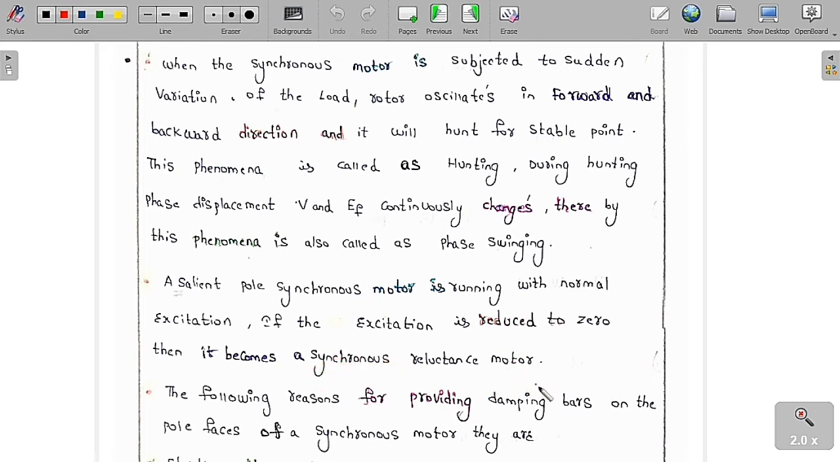I already told you, in a reluctance motor, you don't need any field excitation. This point I have already told you in the reluctance motor concept itself. So whenever you make the excitation equal to zero, meaning IF is equal to zero, or completely remove the field excitation, it is said to be a synchronous reluctance motor. This is a very important point that you always have to understand. So a salient pole synchronous motor running with normal excitation, if the excitation is reduced to zero, becomes a synchronous reluctance motor.